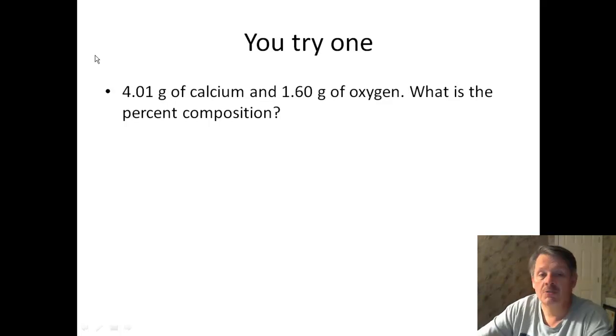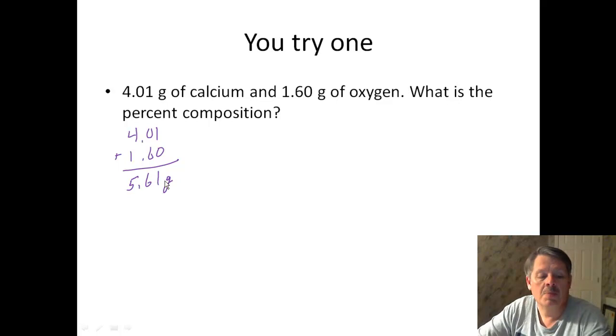All right, so the first thing you have to do, and hopefully you were able to do this, was you said, well, I have 4.01 grams of calcium, and I have to add it to 1.60 grams of oxygen, and that gives me 5.61 grams total of my compound. All right? Now, if you didn't get that far, there's your total. Go ahead and see if you can follow along with what we did last time. Pause the video, try it, then come back.